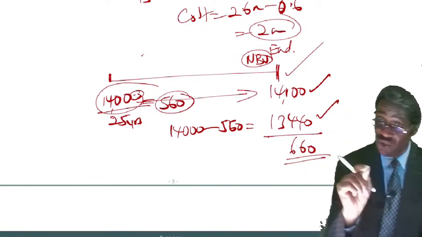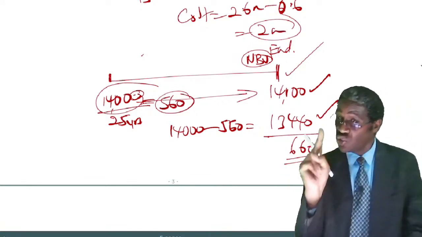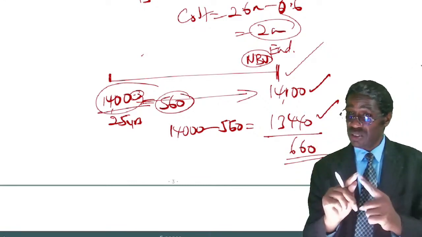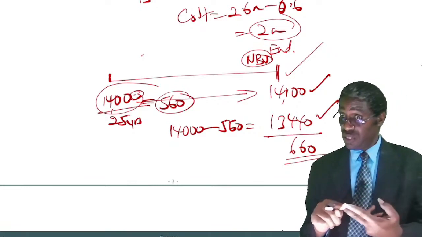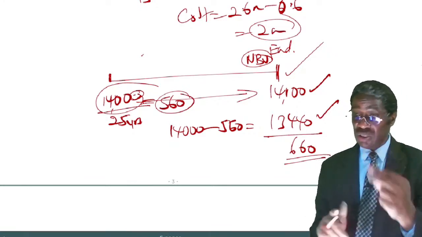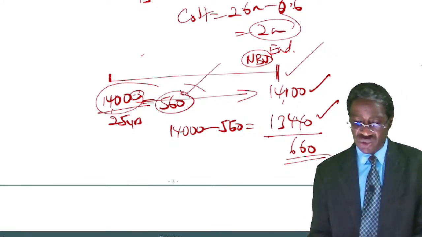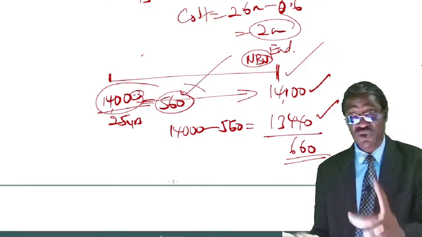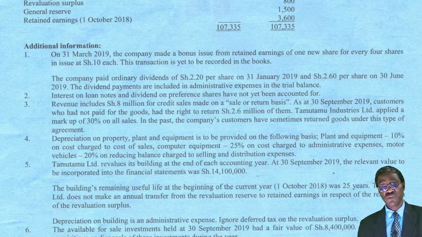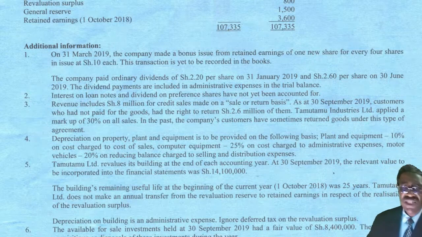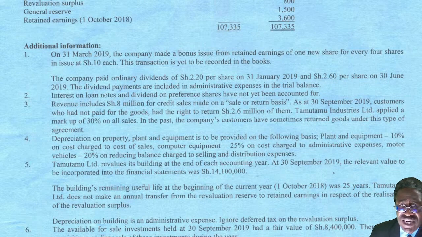Listen, they are testing you on two things there. One, determination of the gain or loss on revaluation. Two, they are testing you on the depreciation charge. In fact, let's go back to that note 5. They have told you the building's remaining useful life is 25 years.